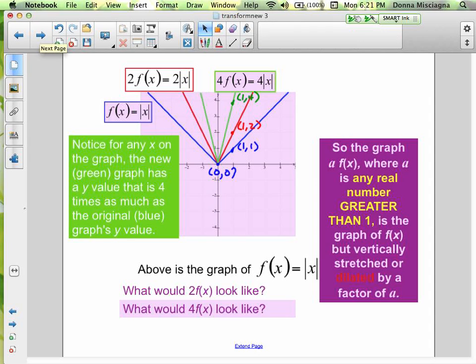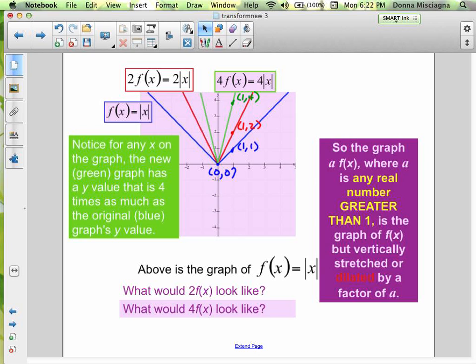So notice that for the same x value, our y value is going to be whatever the a value is times the y value for the parent graph. In this case, 2 times 1 and 4 times 1. So for any x on the graph, the new green graph has a y value that is 4 times as much as the original blue graph.